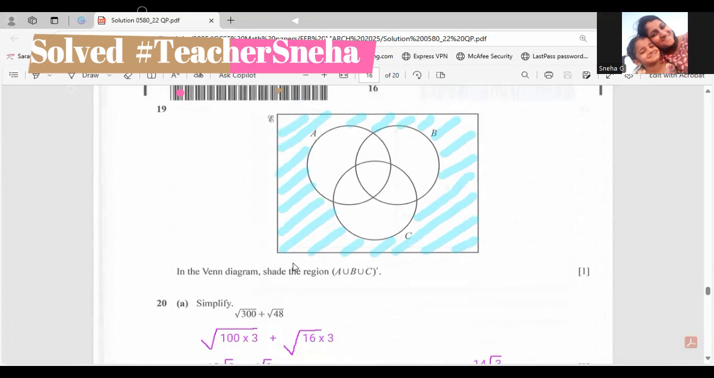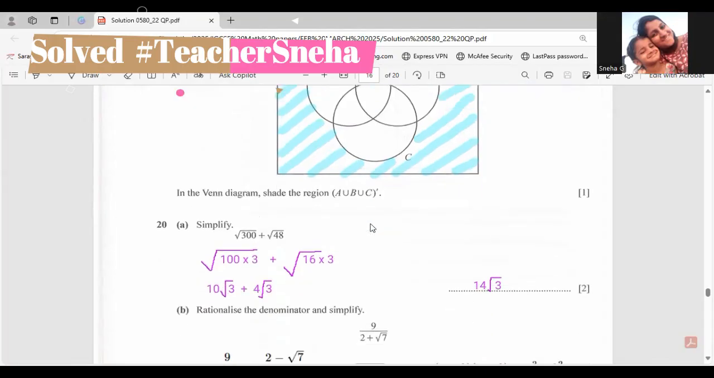Moving further to question number 19, we have been given a Venn diagram and we have to shade the region which is (A union B union C) dash, meaning the region which is apart from the union of A, B and C. So this is the region for the union of A, B and C, and the region excluded is the region outside. So I have shaded the region outside.